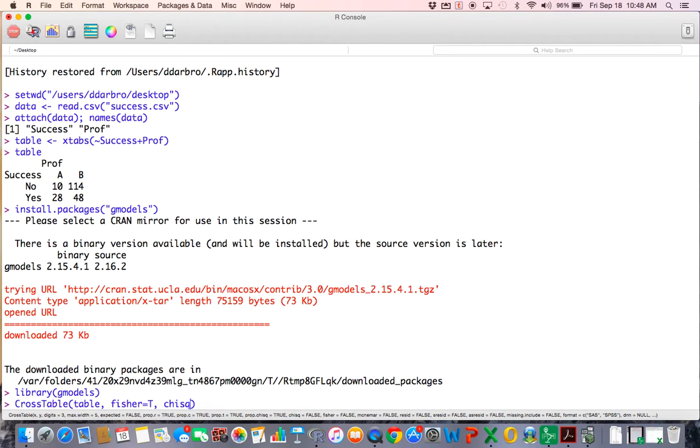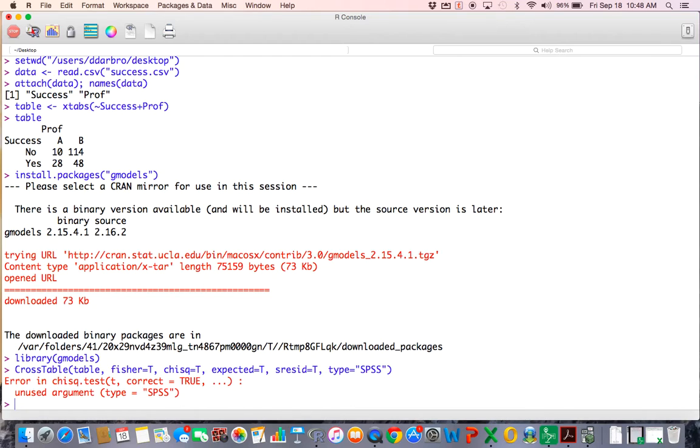Next thing, is that right? Chi-square equal TRUE. This will give us our chi-square statistic and p-value, which is a good place to begin, but it's certainly not the cure-all. We want our expected values, obviously. I definitely want my standardized residuals. And finally, we want the type to be either SPSS or SAS.